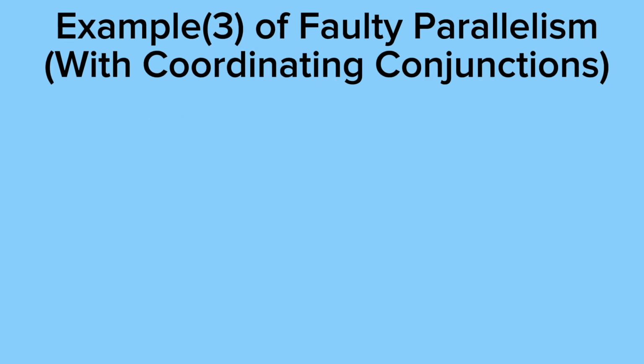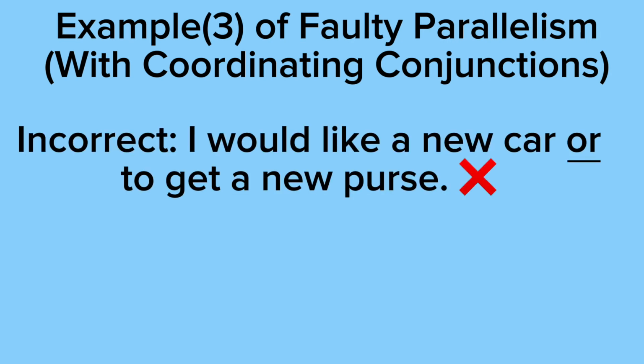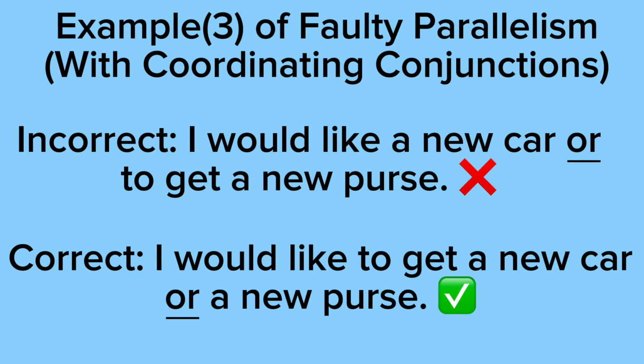So for our third example of faulty parallelism with coordinating conjunctions, this is written incorrectly. It says, I would like a new car or to get a new purse. As you can see, the phrases on each side of the conjunction are not matching grammatically. So the correct way of saying this would be, I would like to get a new car or a new purse. As you can see, on each side of the conjunction, the phrases are matching grammatically.